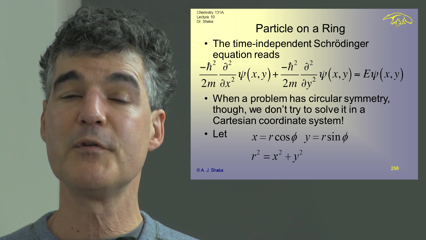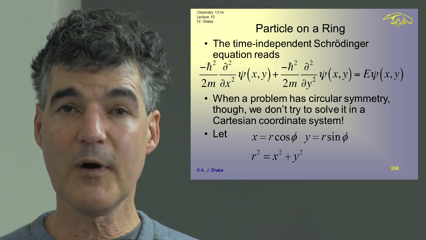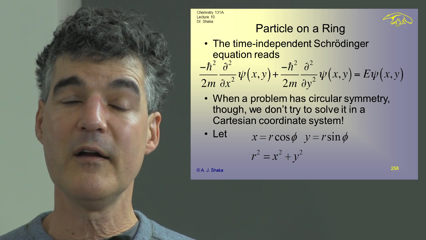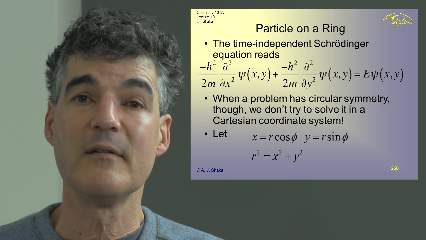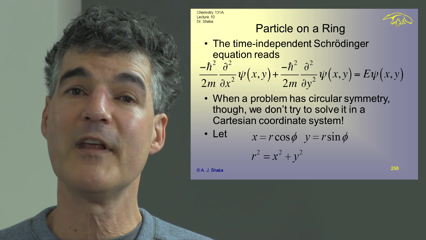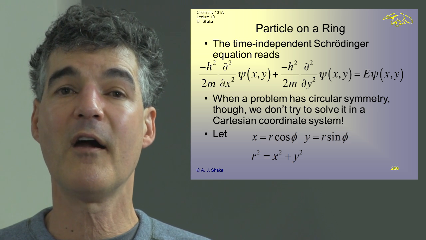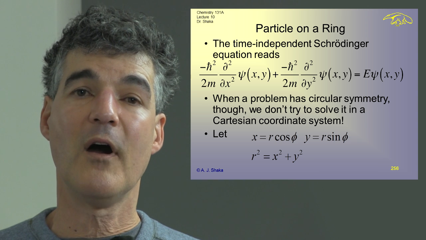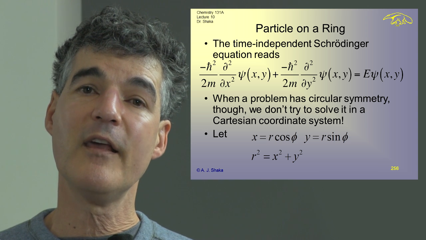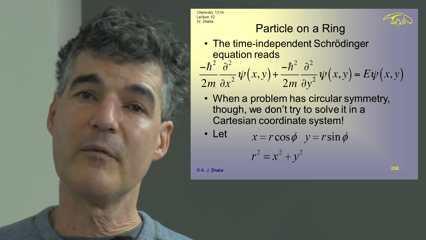So we're going to set up two new variables rather than x and y. We're going to set up r. Why? Because r is constant. That's the perfect thing to have. Then when I take a derivative with respect to r, 0. So r is constant. And then the other variable is just where I am on the ring.